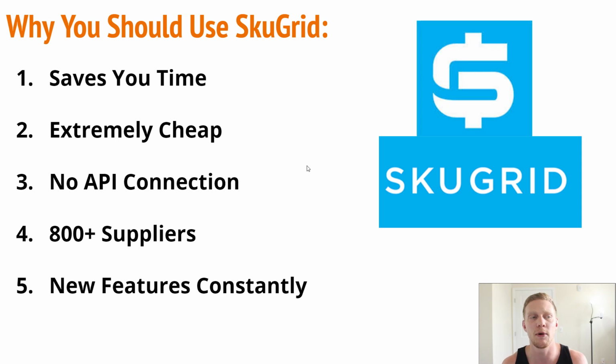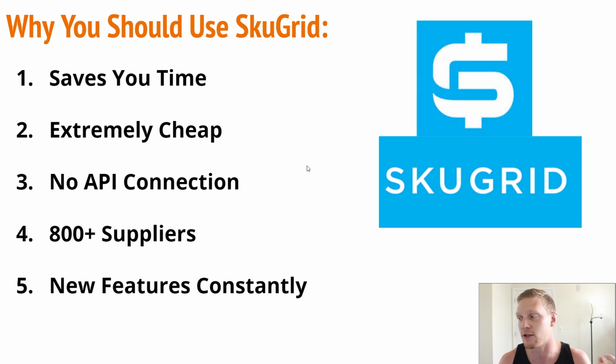So, number one, the main reason to use Sku Grid is because it saves you time. Nobody should be going and checking their listings. Even if you have 100, 200 listings, nobody should be checking them nonstop by hand. And if you're being told to use a virtual assistant to check your items, it makes absolutely no sense because virtual assistants cost money, a lot more money than Sku Grid does.